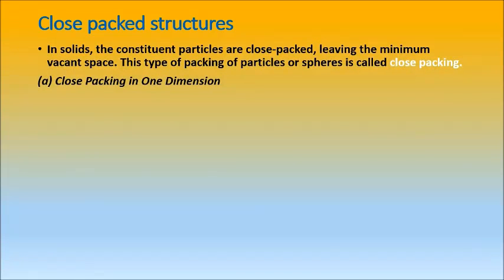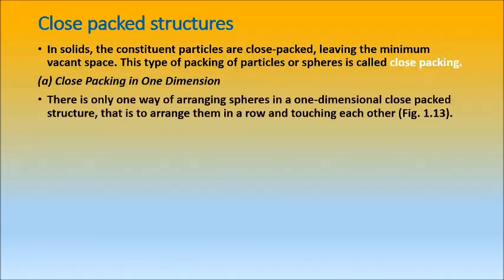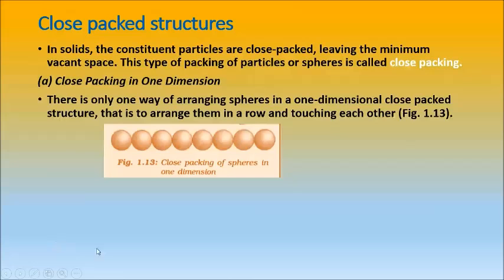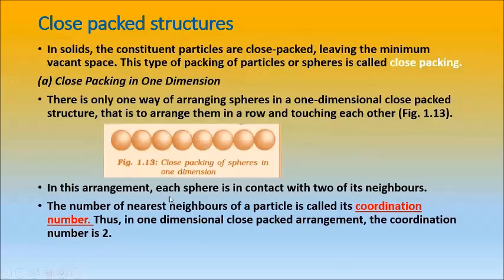Now we will discuss the close packing in 1 dimension, 2 dimension and 3 dimension. In 1 dimension, how the particles are arranged, we'll see. There's only one way of arranging the spheres in a 1 dimensional close packed structure. That is, they have to be arranged in a row touching each other. And the diagram is here, showing the arrangement. It's like a continuous chain where the spheres or the particles are arranged touching each other, right? So it's a row.